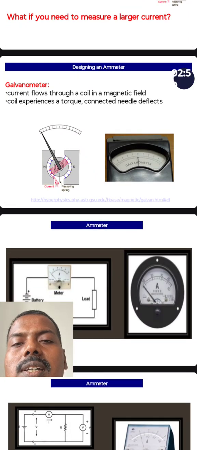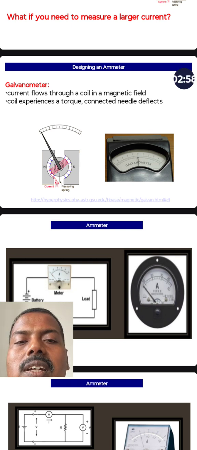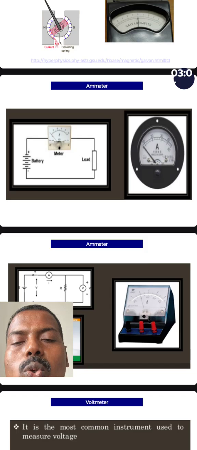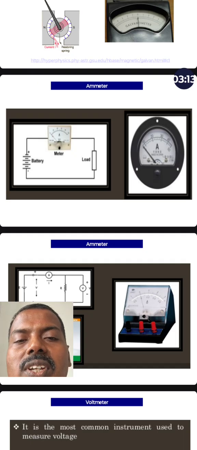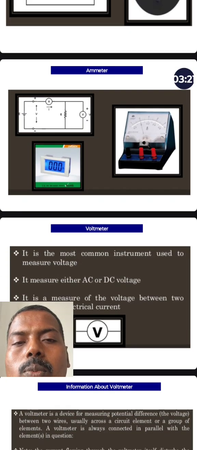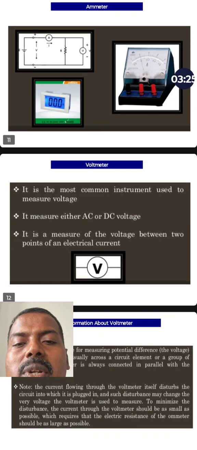The galvanometer is a meter in which the current flows through a coil in a magnetic field. The coil experiences a torque that causes the connected needle to deflect. So here it shows the detailed pictorial representation of the ammeter. From the 0 point to the maximum, it is based on the amount which will be consumed by the load. Here the portable ammeter diagram is also shown, analog and digital meter also.